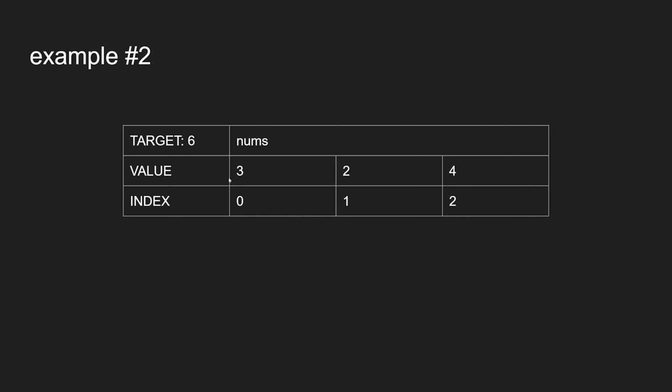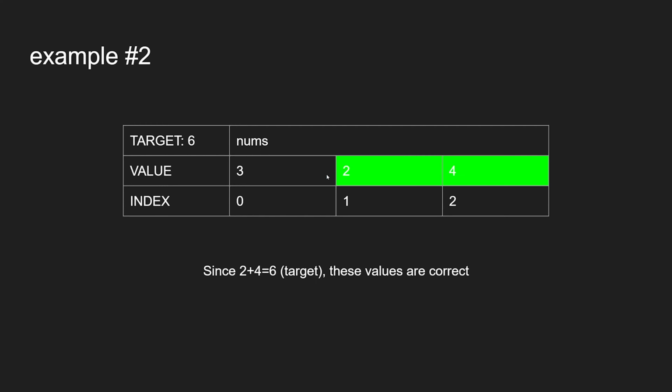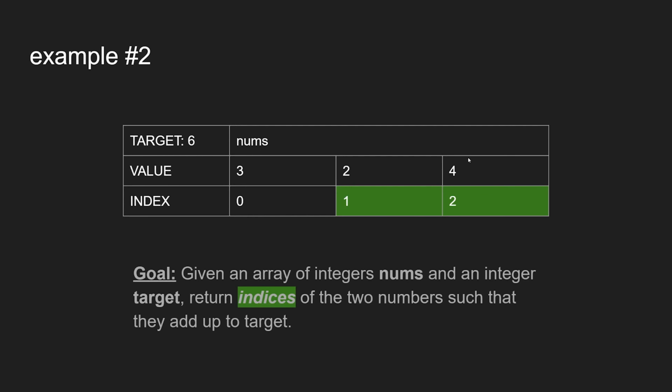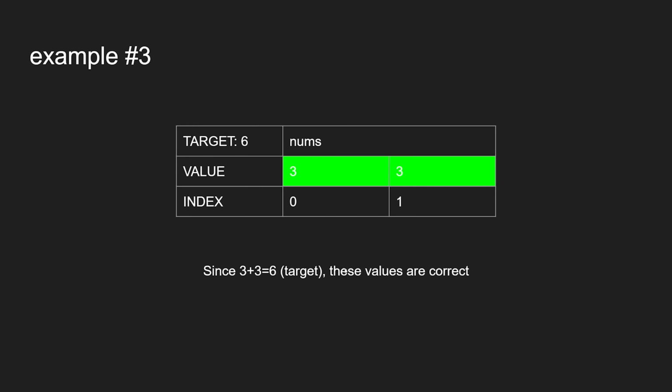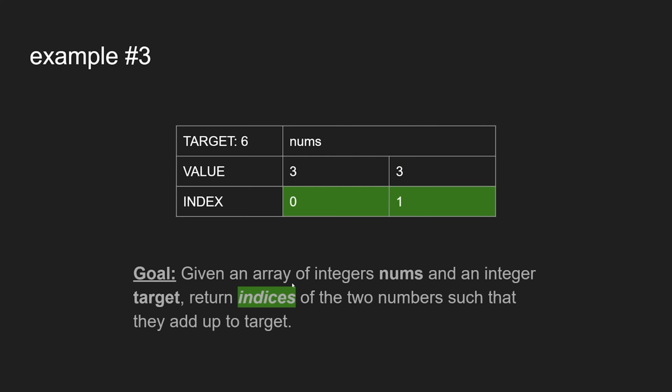This is the second example with 6. Same thing, values of 3, 2, and 4, index 0, 1, 2. Obviously 2 plus 4 equals 6, so these are the index values that are the solution, so 1 and 2. They give us one last example. This one's only 2 long. Since 3 plus 3 equals 6, these values are correct, and you return the indexes of 0 and 1.